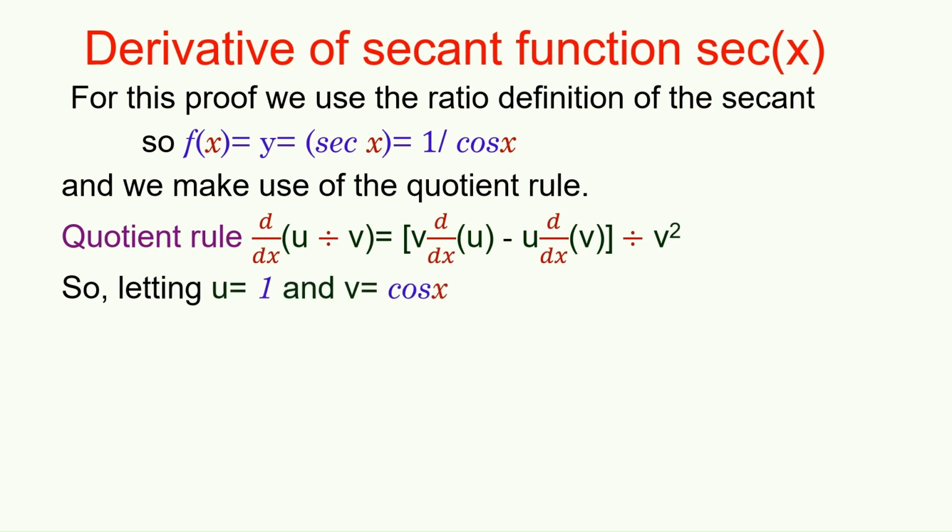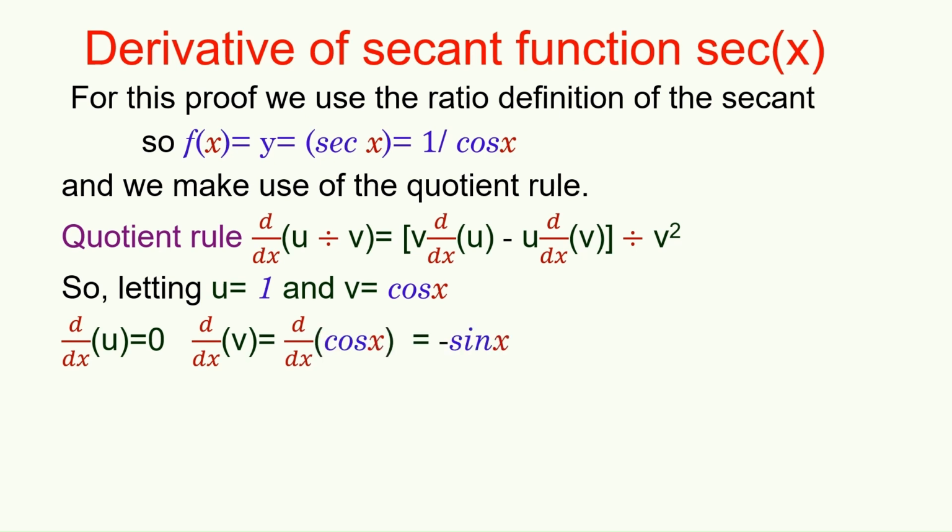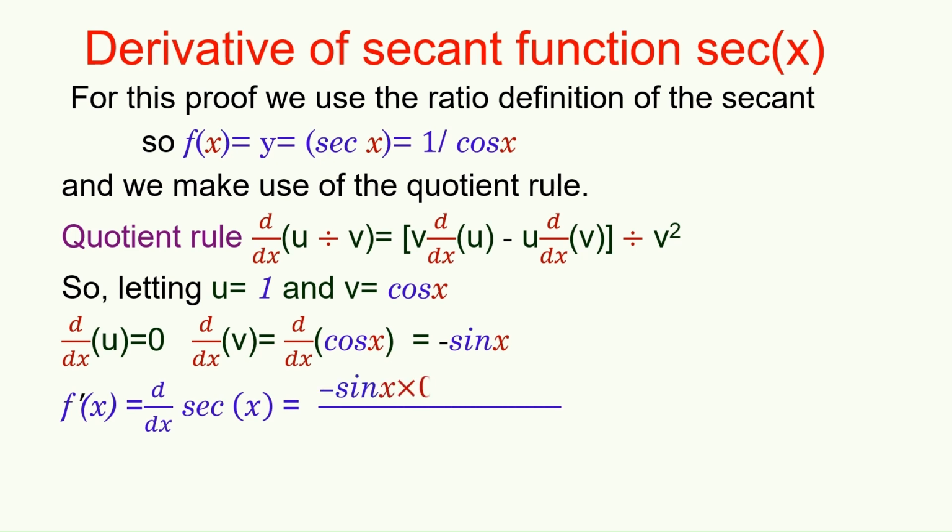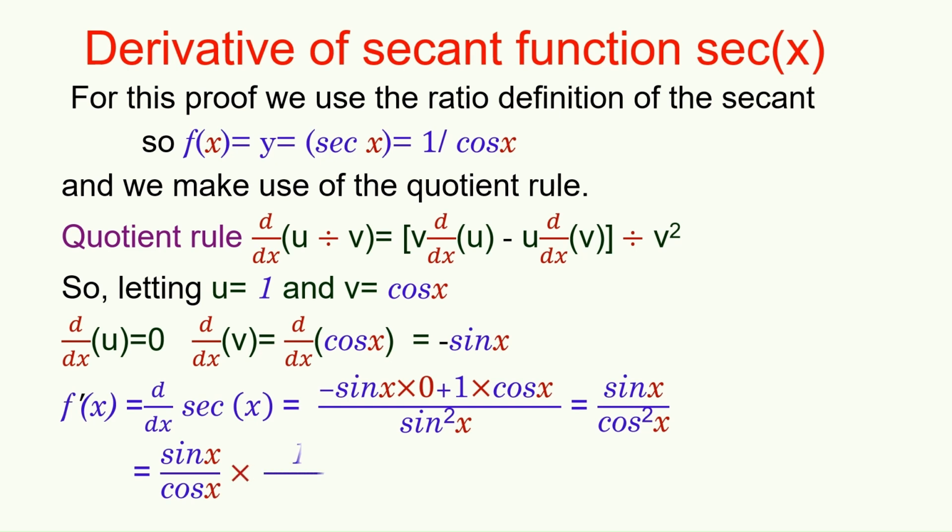So, letting u equals 1 and v equals cos x, du/dx equals 0, dv/dx equals d/dx cos x equals minus sine of x. Therefore we have f'(x) equals d/dx secant of x equals minus sine of x times 0 plus 1 times cosine of x, divided by cosine squared x, equals sine of x divided by cosine squared of x.